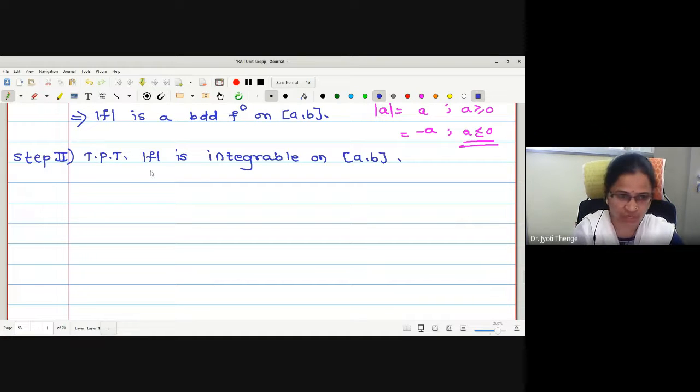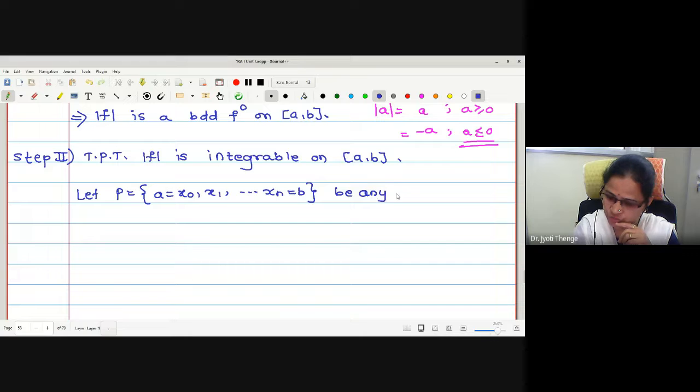Okay. Before that, let me write one general partition. Let P equals an arbitrary partition we are writing, right? a equals x0, x1, and so on, up to xn equals b, be any partition of closed interval [a, b]. This is the partition we have considered. And now we will write the definition for f is integrable.